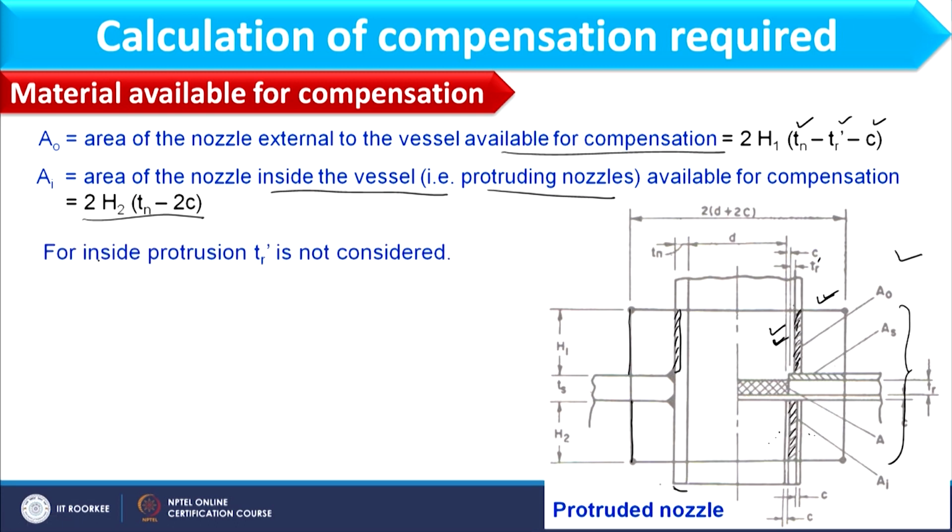And further, for the inside protrusion, Tr dash is not considered. If you focus on this particular expression, we have not considered Tr dash. What is the reason for that? Because on both sides of the protruding length of the nozzle, the same pressure is acting, from this side and from this side also. So, there will be no pressure difference, and therefore the thickness will not play its role.